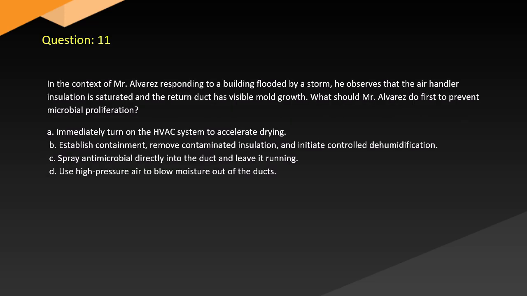Question 11. In the context of Mr. Alvarez responding to a building flooded by a storm, he observes that the air handler insulation is saturated and the return duct has visible mold growth. What should Mr. Alvarez do first to prevent microbial proliferation? A. Immediately turn on the HVAC system to accelerate drying. B. Establish containment, remove contaminated insulation, and initiate controlled dehumidification. C. Spray antimicrobial directly into the duct and leave it running. D. Use high-pressure air to blow moisture out of the ducts.